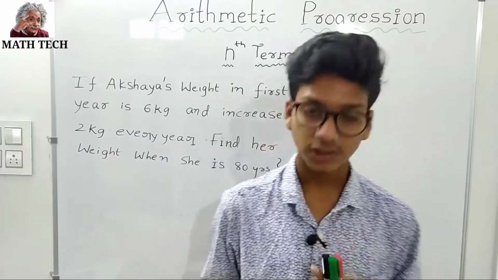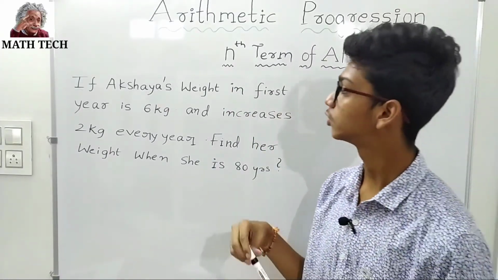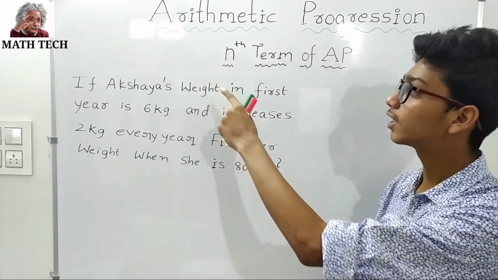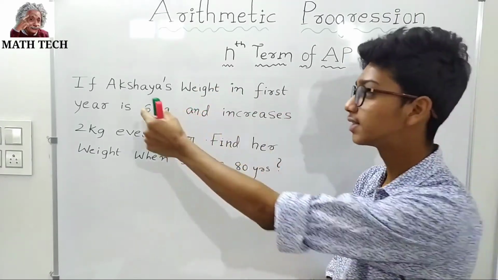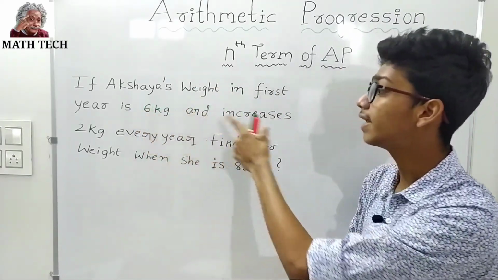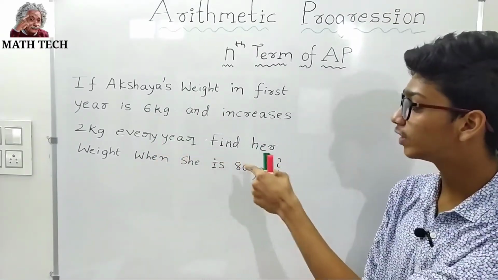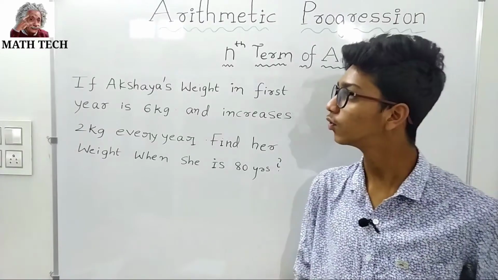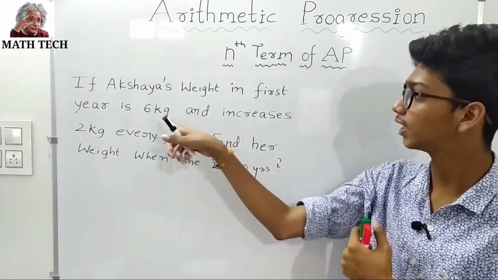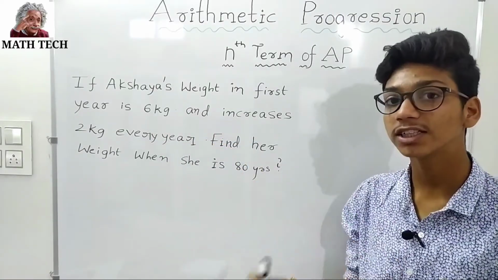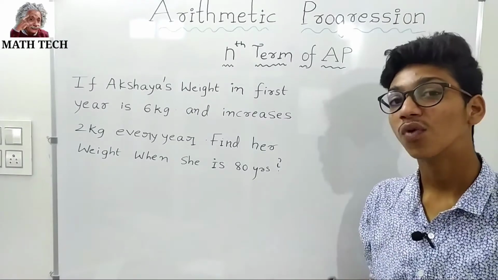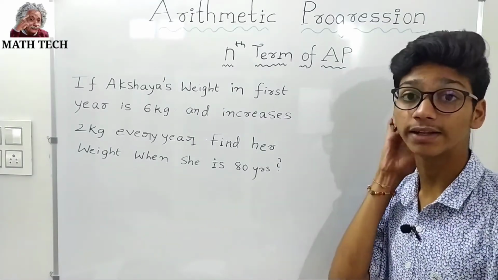A situation is given in front of you. If Akshaya's weight in the first year is 6 kg and increases 2 kg every year, find her weight when she is 80 years. So the initial weight of Akshaya is 6 kgs and it increases 2 kgs every year. Find her weight when she is 80 years.